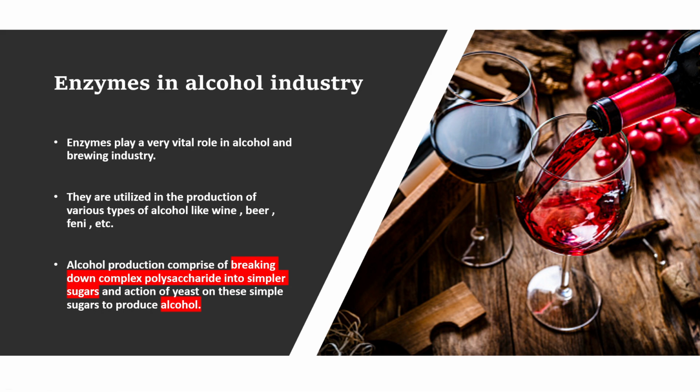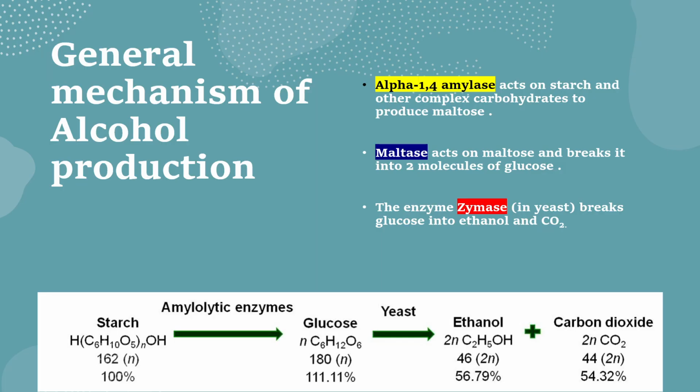That is the first step. The complex polysaccharides, say starch or cellulose, are to be broken down into simple sugars, and the enzymes present in yeast act on this simple sugar to produce alcohol or ethanol. Right. Now let us see the biochemical aspect of alcohol production. The first process, as I said, is to break down the complex polymeric carbohydrates into simpler ones. That is generally done by using some enzymes.